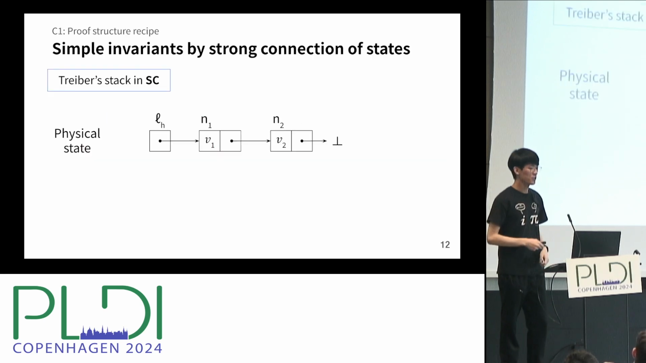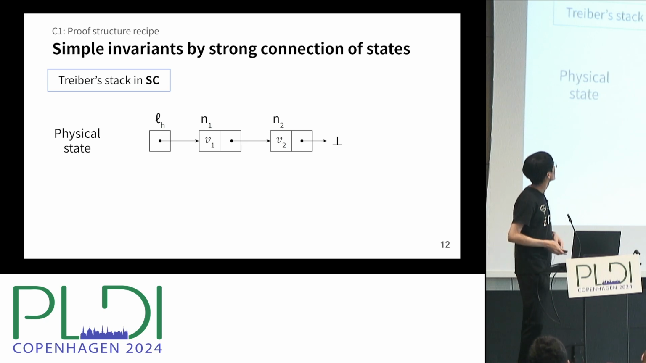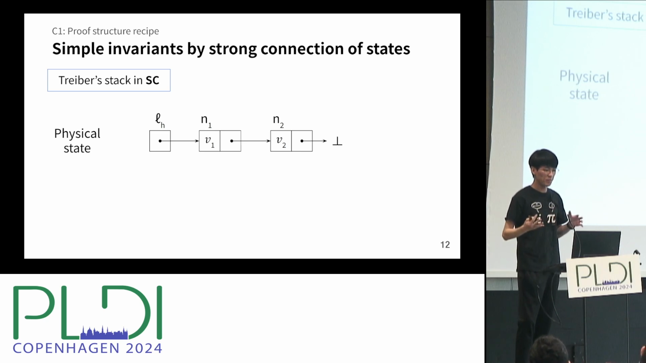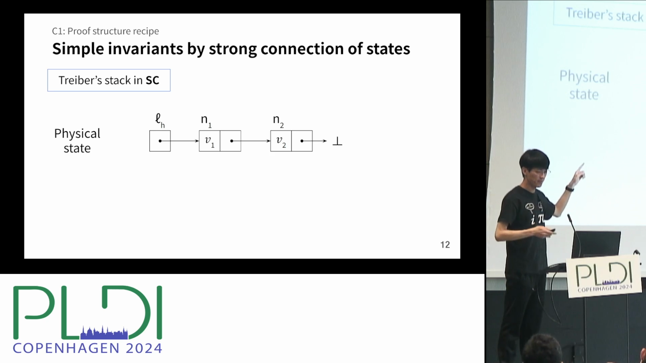For the first challenge, I will explain our new proof structure. Let's gain some insights from simple invariants in a simple setting called sequential consistency. We will do it using a simple example called Treiber stack, which is a very well-known concurrent stack that is implemented as a linked list structure.